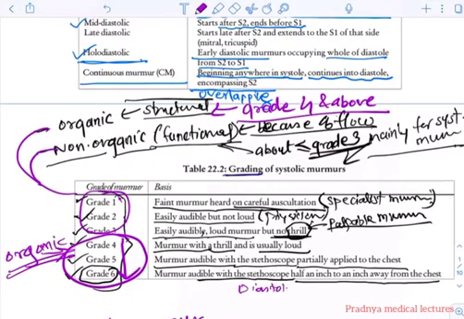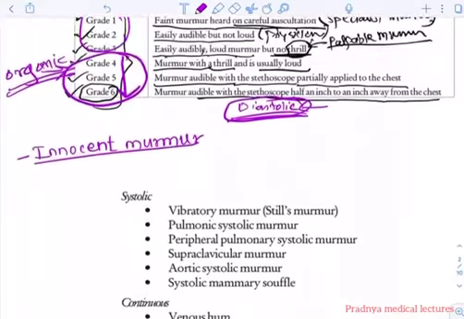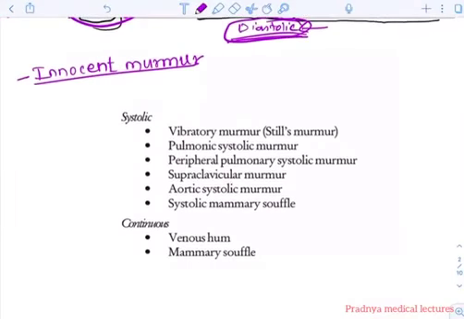Diastolic murmurs are usually always pathological, and that's why they are not graded. Their mere presence indicates that there is some problem in the heart and we have to evaluate the problem. So this is how we grade the murmur.